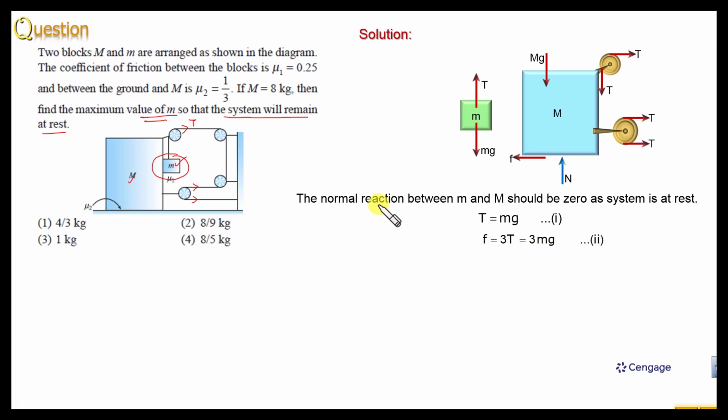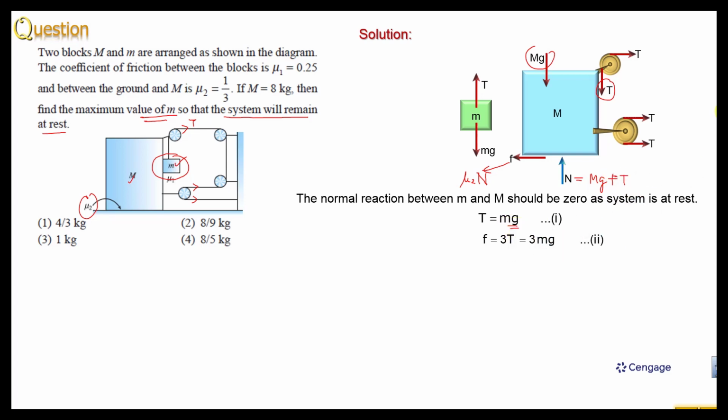Now let us write the maximum possible value of small m. That means the friction force between the block capital M and the ground. The maximum possible value of this friction force we can write, this is the coefficient of friction, so we can write mu2 multiplied by N. This is the limiting friction value. This is called the maximum friction force, and we can write N is equal to capital Mg plus T, and we know T equal to small mg.